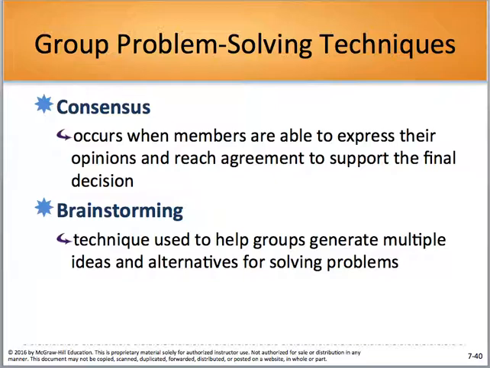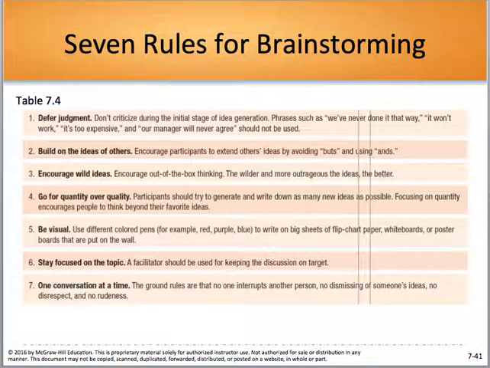Brainstorming is where you sit back and you come up with multiple ideas and alternatives to create solutions to problems. We have 7 rules for brainstorming. Defer judgment. So during a brainstorming, you don't criticize. It is a brain dump. You are just pouring everything out. So you're not saying, we've never done it that way, or it's too expensive. They'll never let us do that. This is not the time for that. Brainstorming is brain dumping. You just put everything out.